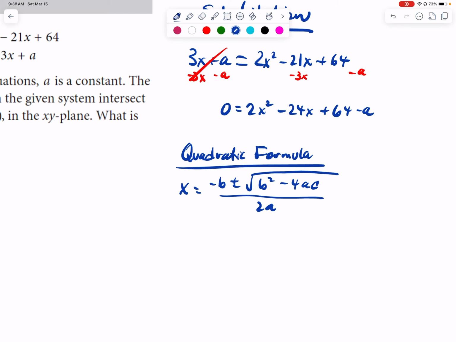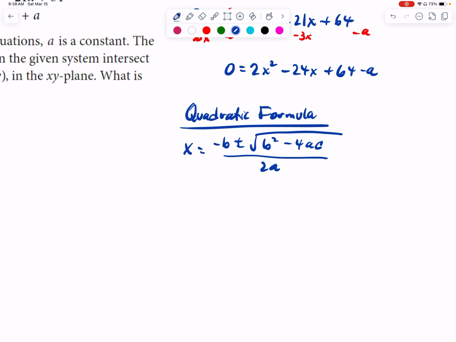Anyway, let me identify what the a, the b, and the c are. The a is the number right in front of the x squared, so a is equal to 2. Then b is the number in front of x, so b is equal to negative 24. Everything that's left, the constant, is the c. The constant has the 64 minus a, that whole entire deal, so c is equal to 64 minus a.